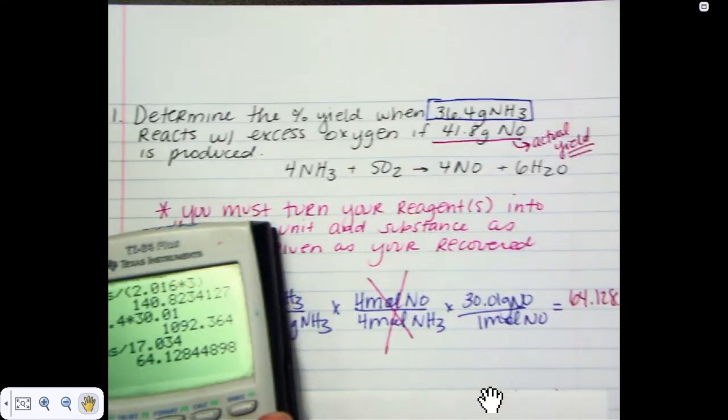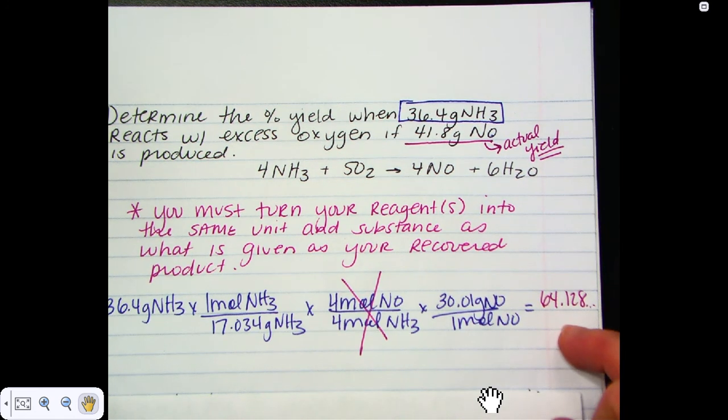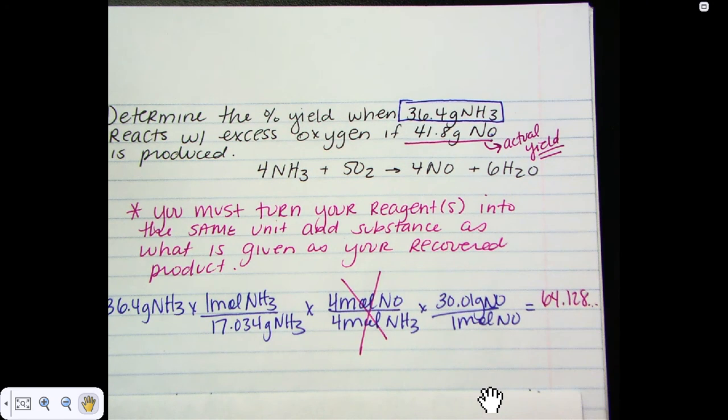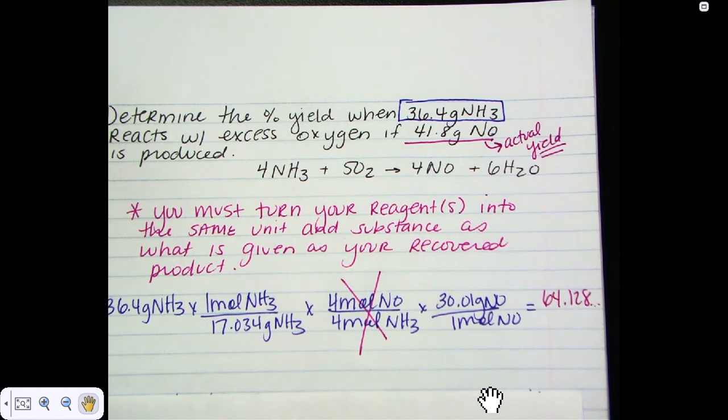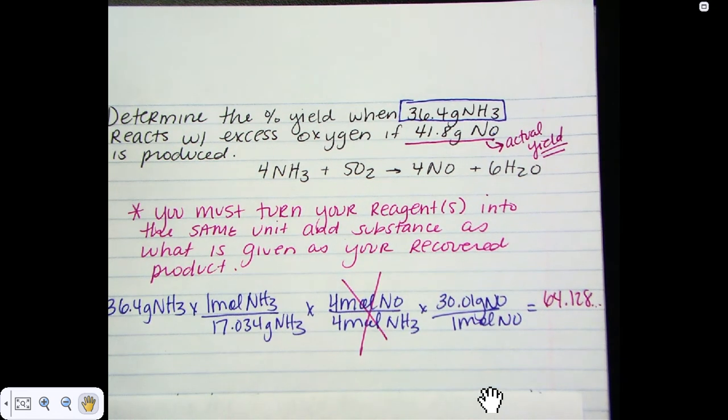64.128... grams. I'm going to keep the whole number there because this value is not my final answer. The percent yield is my final answer. So I'm going to sig fig at the very last step. I'm going to just keep this whole number in my calculator and roll it right into the next part.